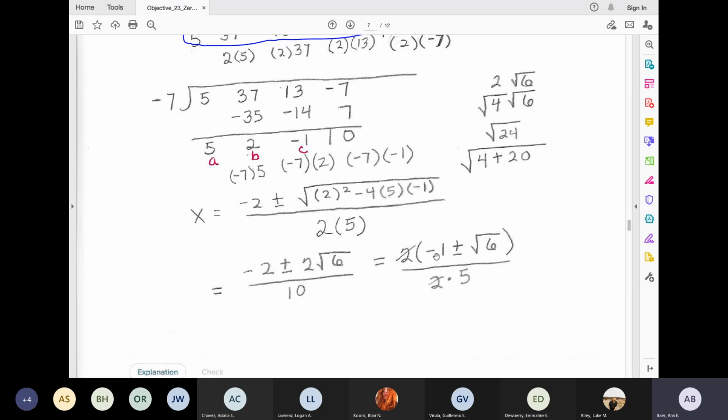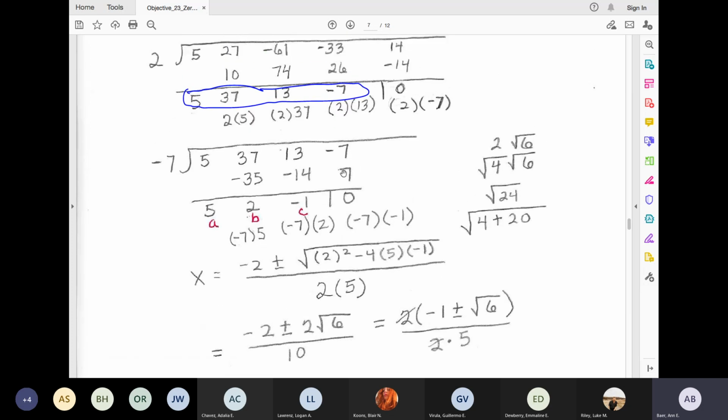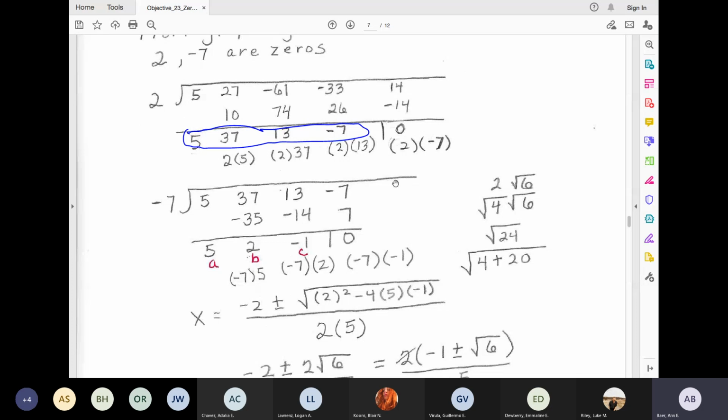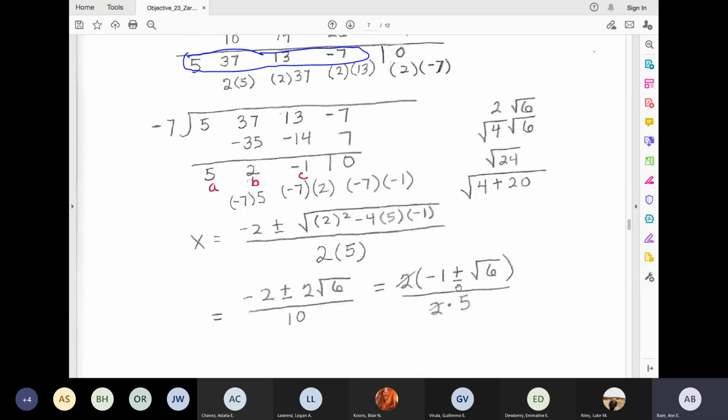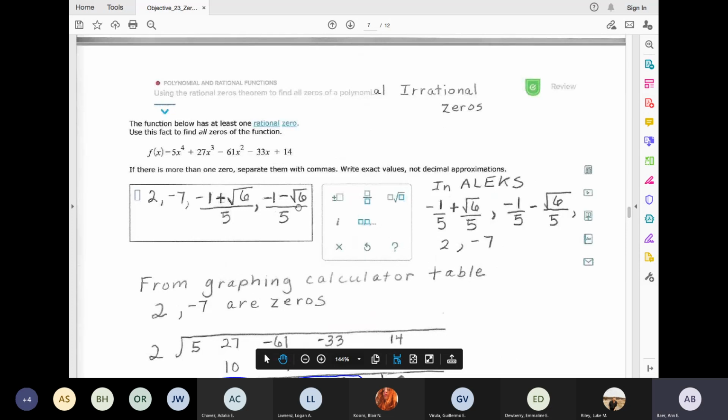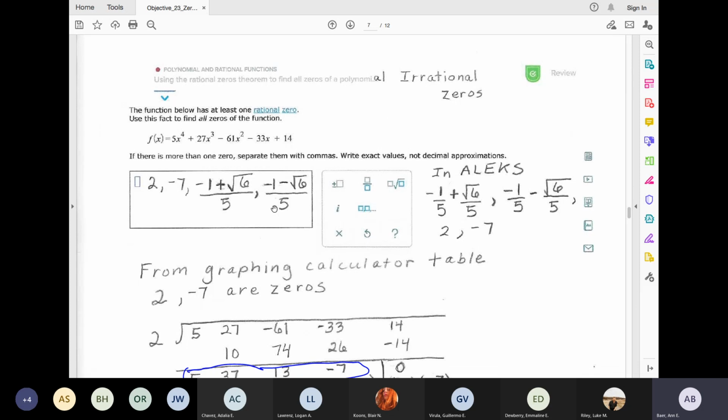So we want to write these two zeros independently. -1 plus square root of 6 over 5. And the other one is -1 minus square root of 6 over 5. And of course our 2 and our -7. And all four of these zeros need to be separated by commas. Any questions on this?